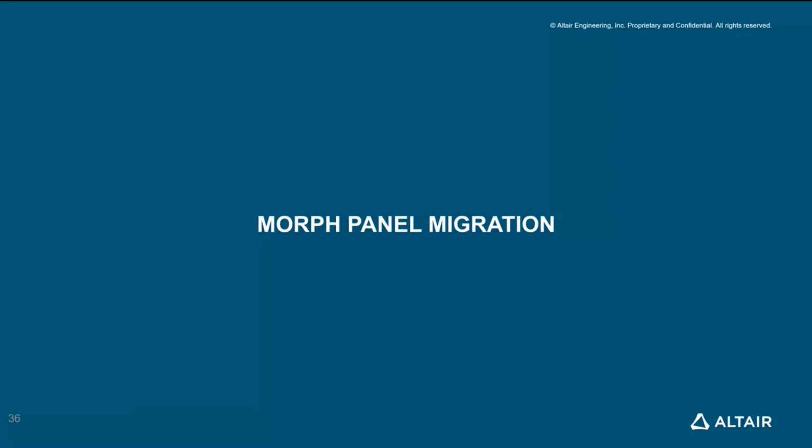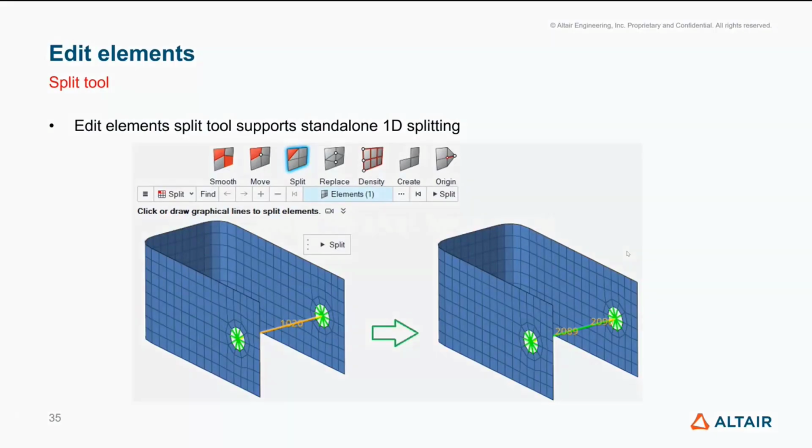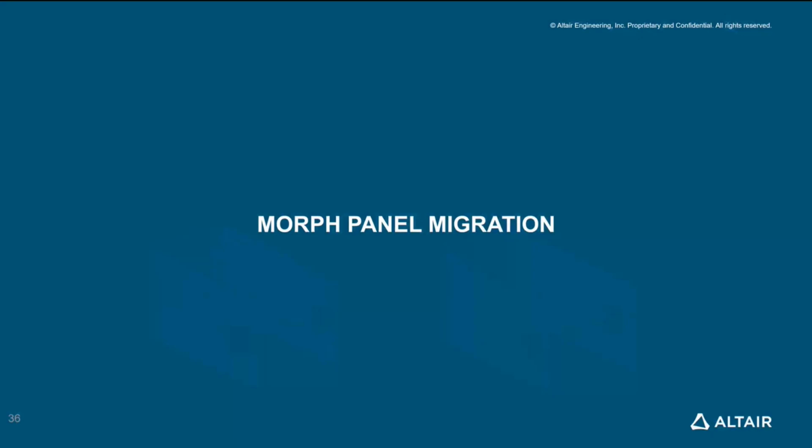Right. So I'm going to jump into morphing and just cover the morph panel migrations that we have been working on for the last couple of releases. This is predominantly removing a lot of the domain and handle based morphing and map to geometry, and moving all of the options into more generic controllers as well as into the preferences.